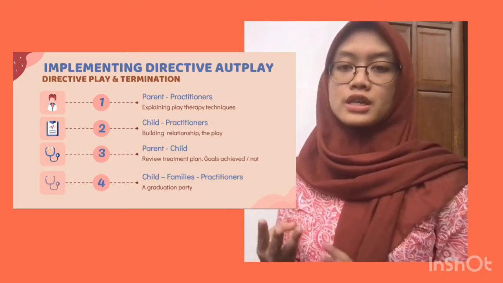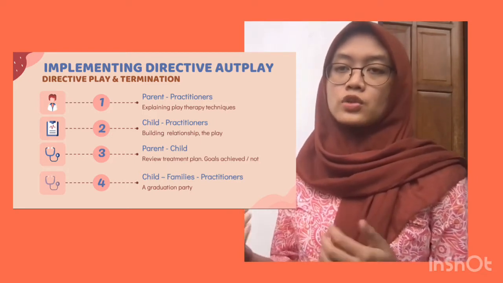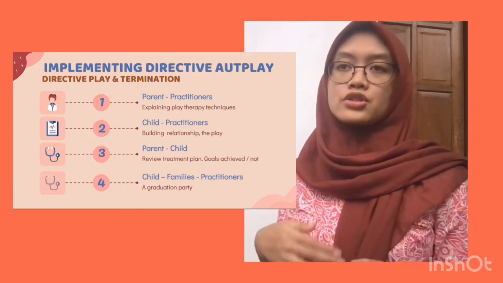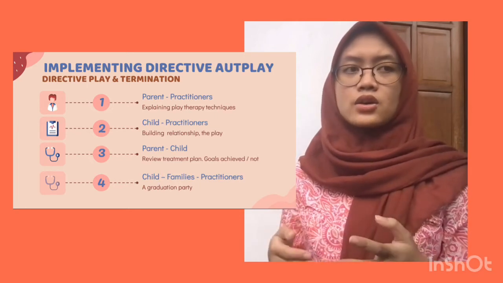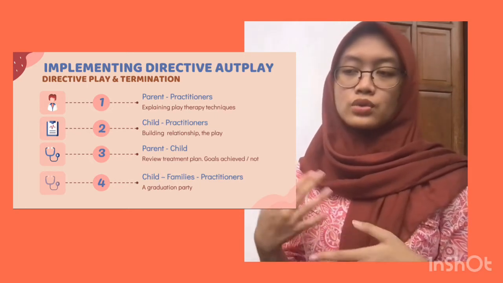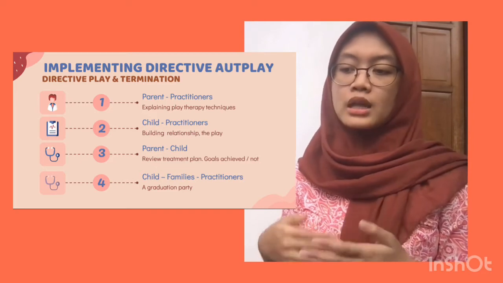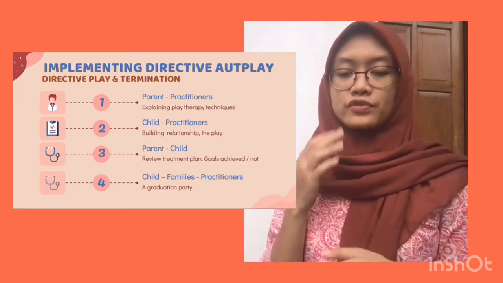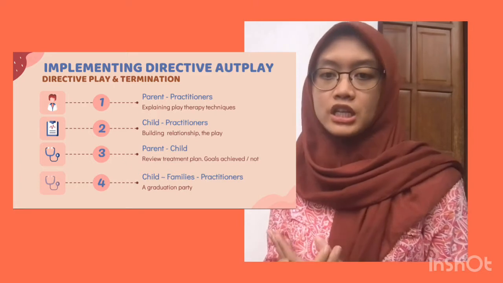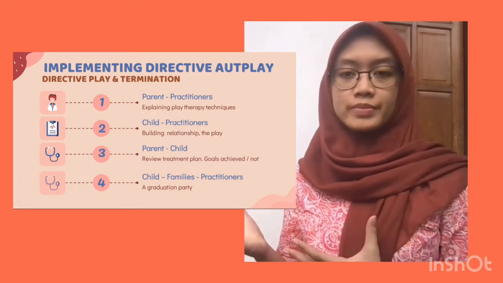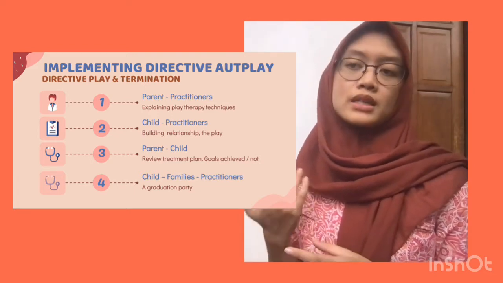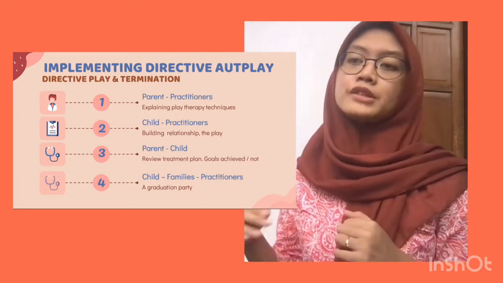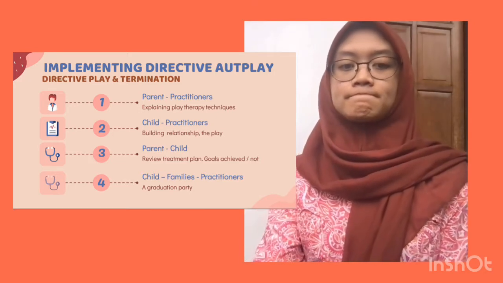Then the third session is the parent with the child. The parent and the child start to play using the technique that has been taught, and then they find out whether the goal has been achieved or not. This lasts for a couple of weeks. If the goals have been achieved, there is a graduation party for the child, families, and practitioners to remind the child that you won't be coming here again, you won't meet the practitioner again. So I've told you about how to implement the directive play.